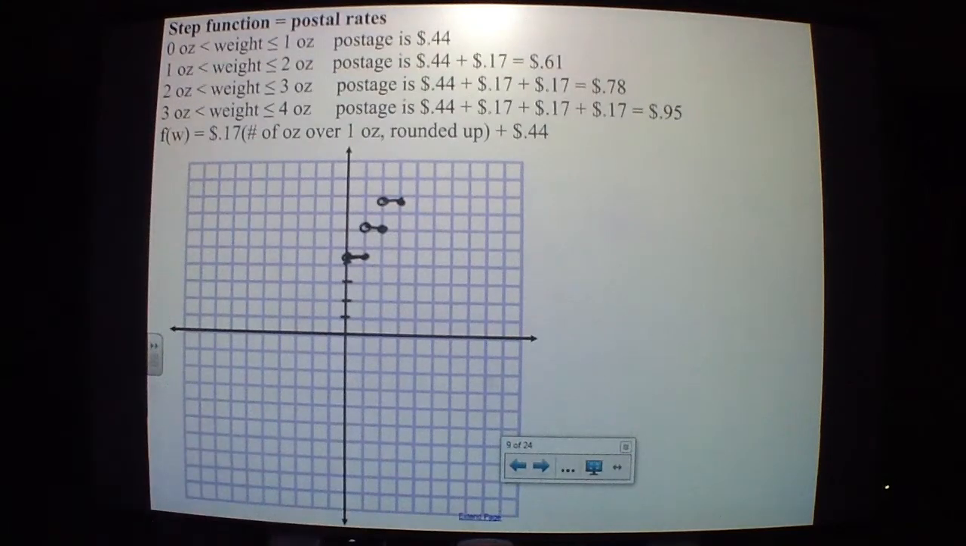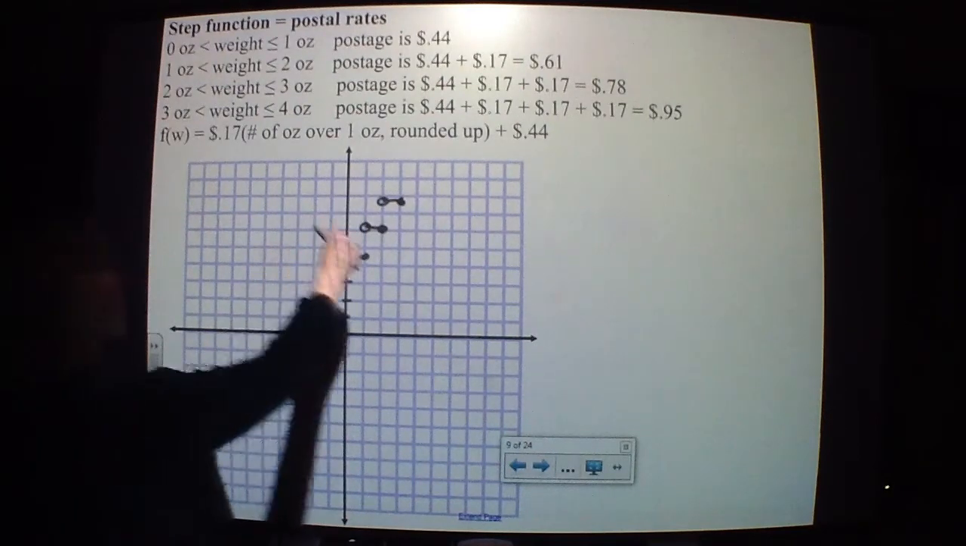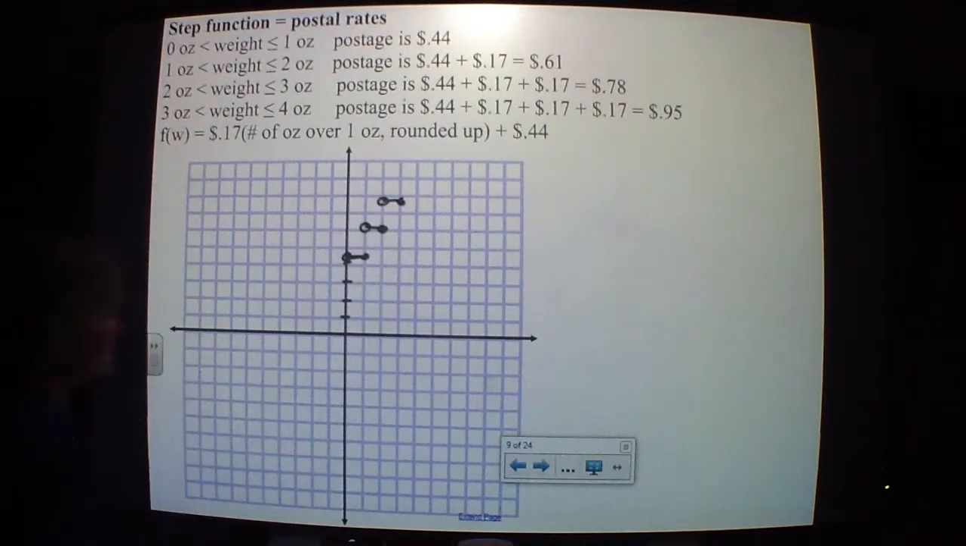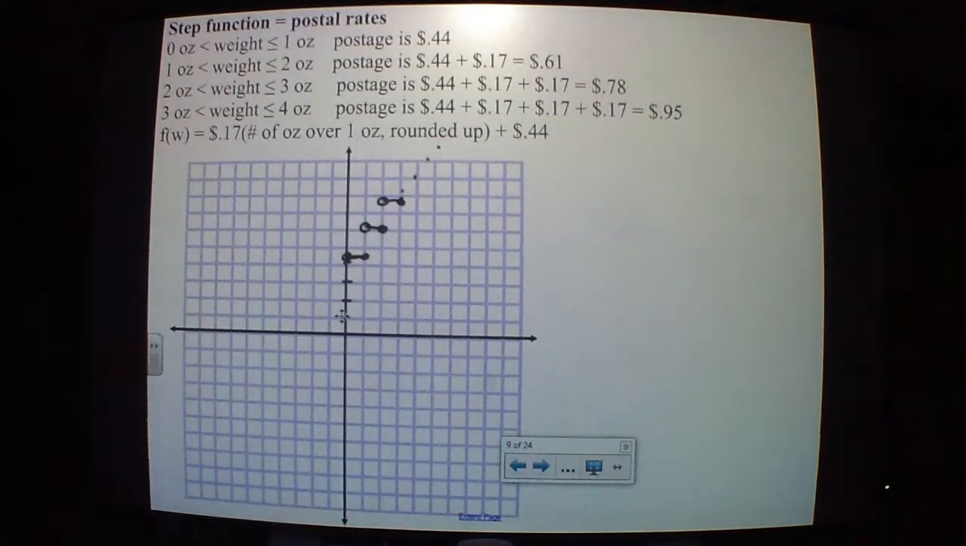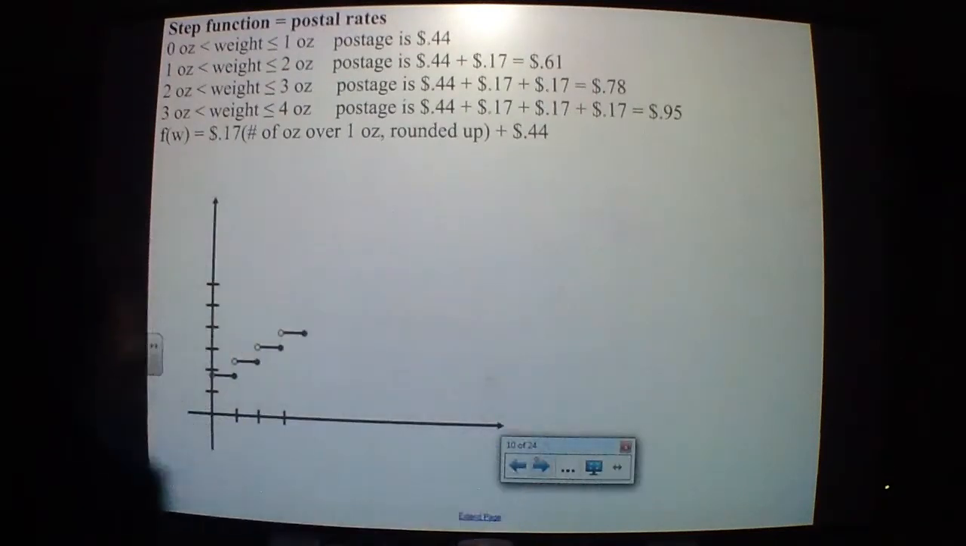And so forth. This is called a step function, and I hope you can see why. It looks like steps. So this is a step function. And it keeps going. You keep graphing it. So that is a step function. There it is right there, step function.